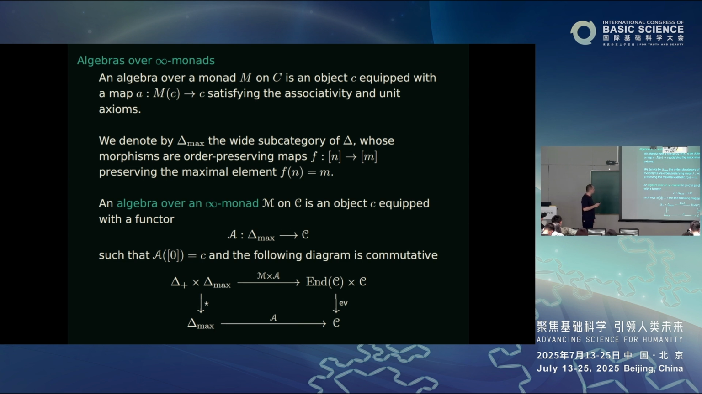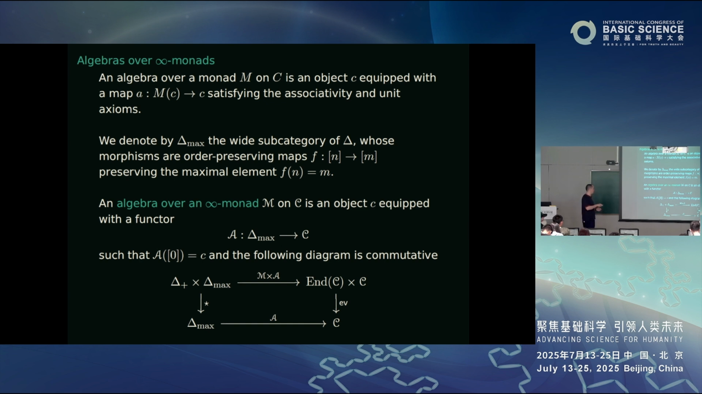I don't have much time, but in some sense, instead of delta plus, we should consider the so-called delta max, or sometimes it is denoted delta infinity. It is a wide subcategory of the simplex category, so the objects are the same, and morphisms are order preserving maps which also preserve the maximal element. And the category delta plus has an action on this category by join action, and then in some sense this is the walking action.